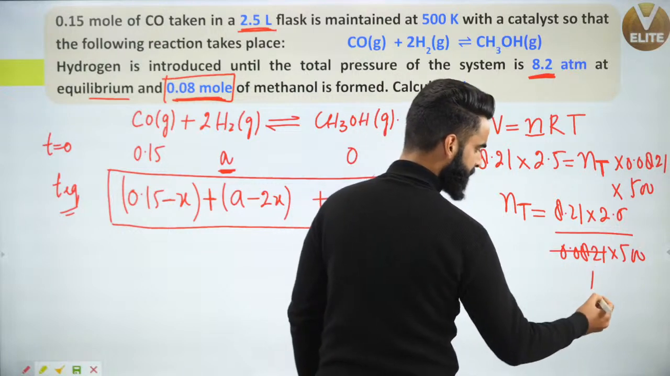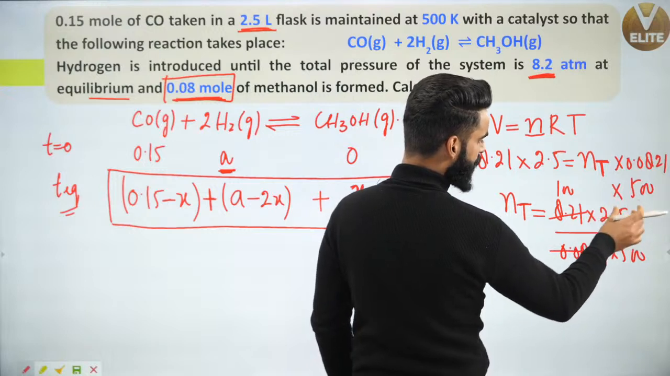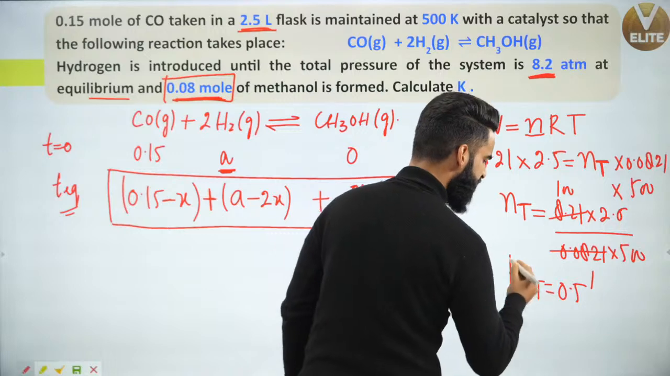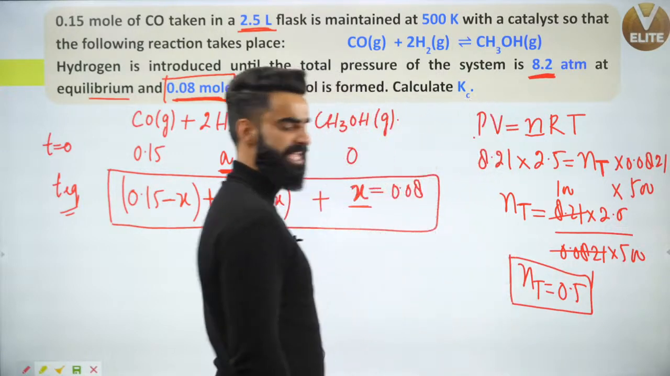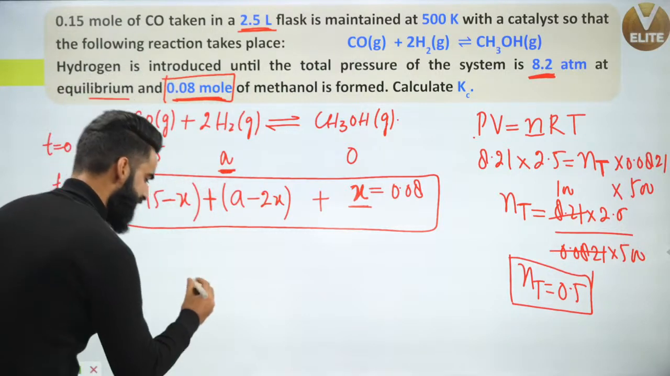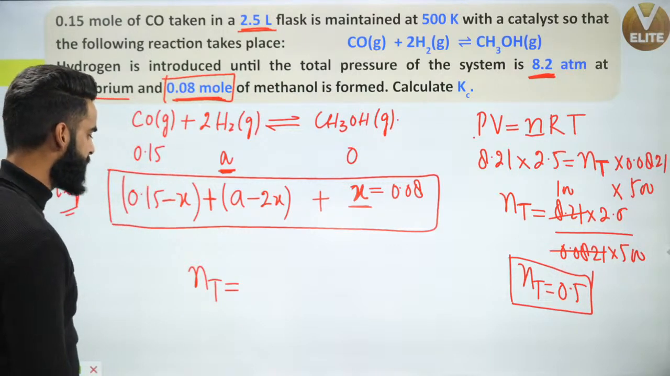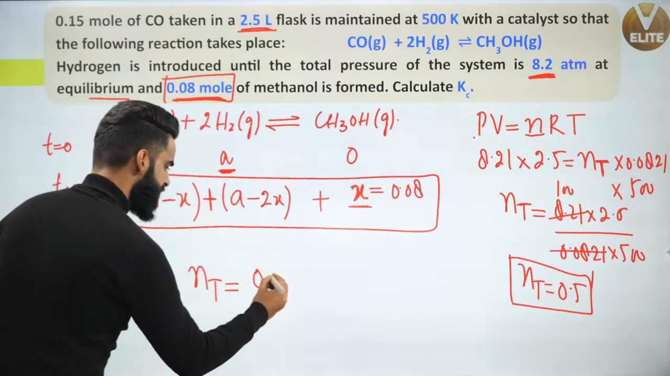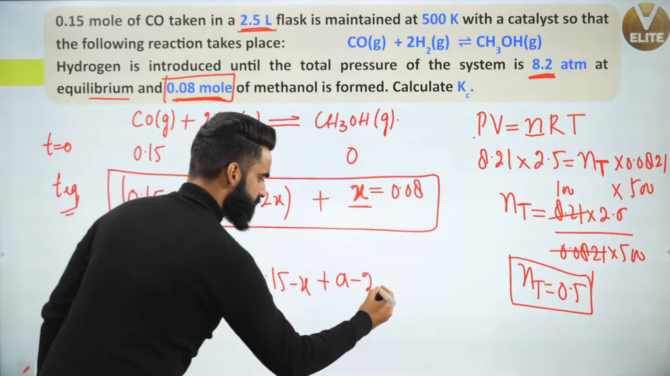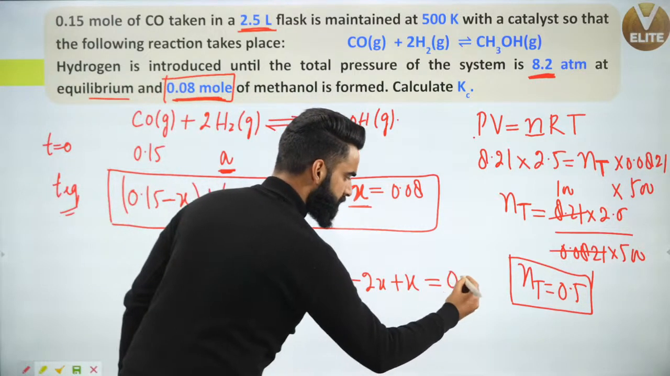So this is going to be 100, so it is 250 divided by 500. 250 divided by 500 is how much? 0.5. So the total moles present in the mixture at equilibrium is equal to 0.5. Can I say total moles present at equilibrium in the mixture is going to be 0.15 minus x plus a minus 2x plus x, right? And this value is equal to 0.5.